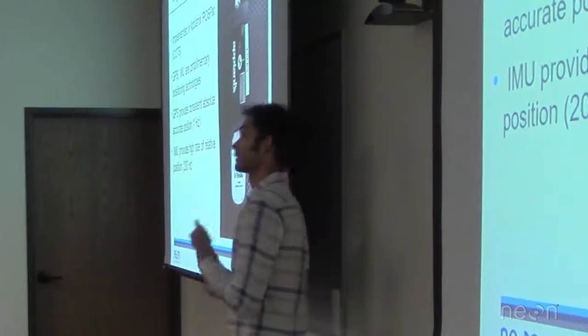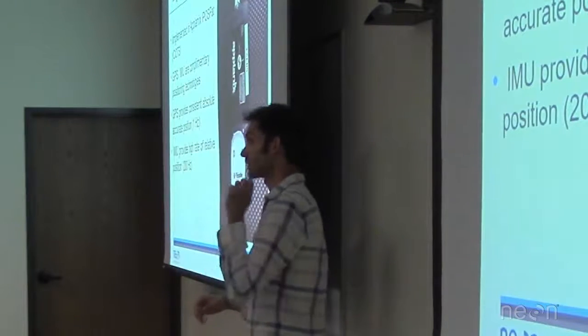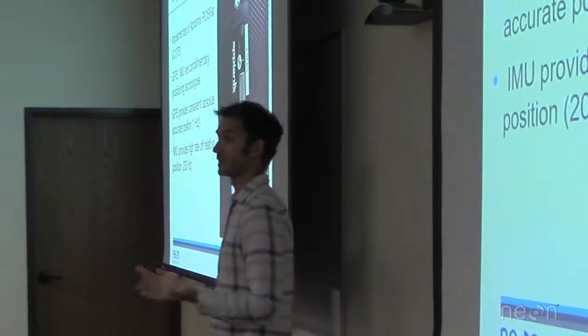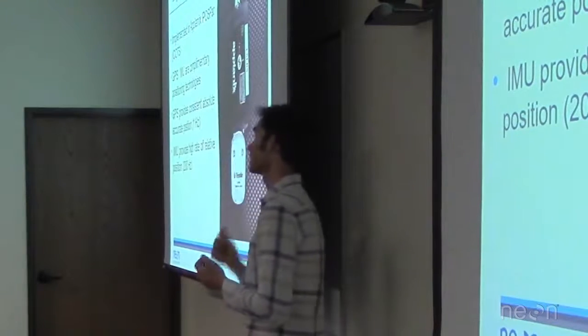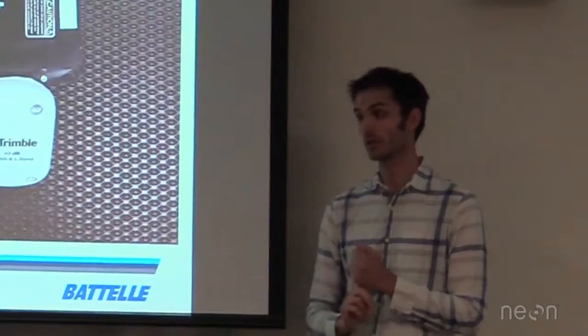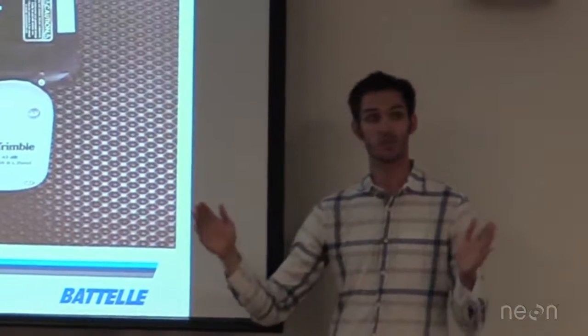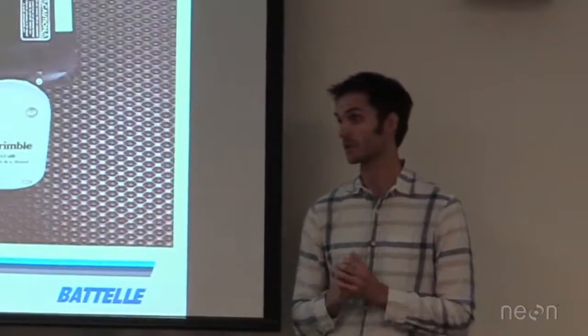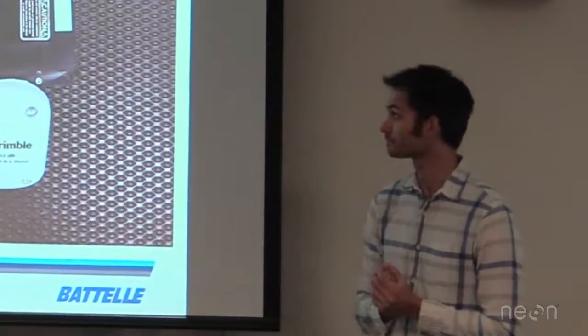The plane's traveling at 50 meters per second. That means we're only getting one GPS observation every 50 meters. A lot can happen to the plane in 50 meters. So that's where the IMU takes over, and it's operating at 200 hertz. So it takes care of the positioning in between those two GPS observations. So we get a good position 200 times per second.